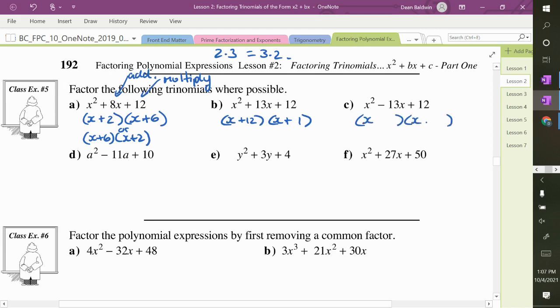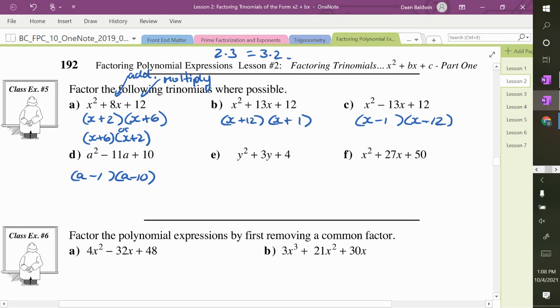X. What multiplies to 12 and adds to negative 13? Negative 1, negative 12. If it starts with an a squared, what's at the beginning of each bracket? See? What multiplies to 10 and adds to negative 11? Negative 1, negative 10.